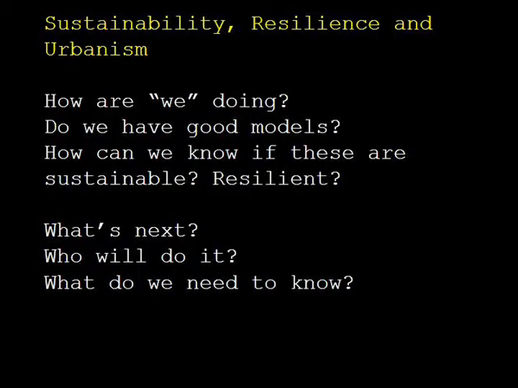So, this is what I want to finish with. A few big ideas: sustainability, resilience, and urbanism. Hopefully those themes came through. How are we doing with this? Do we have good models? How will we know if the cities that we plan and build are sustainable or resilient? And what do we need to know in order to do it right?